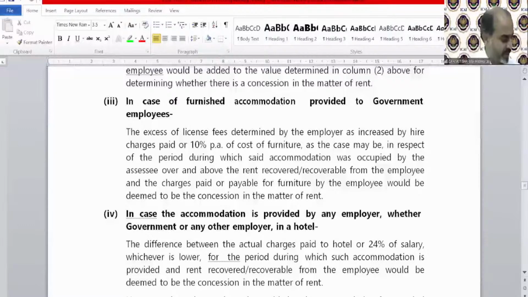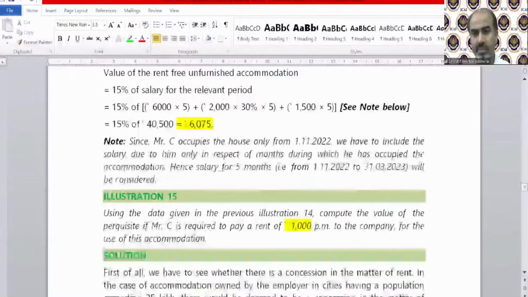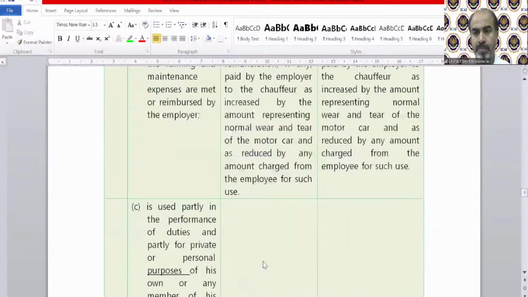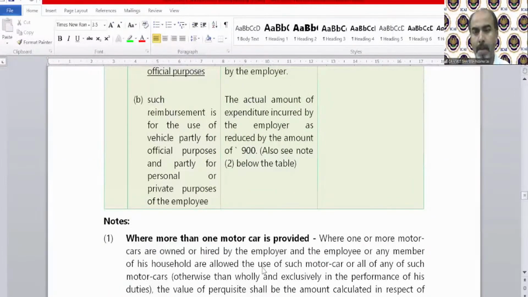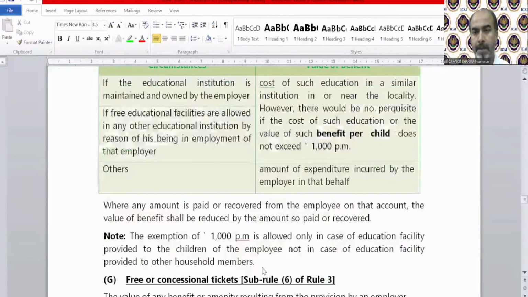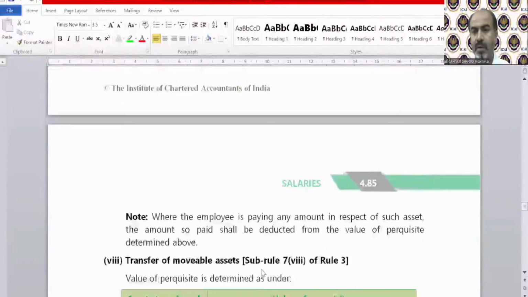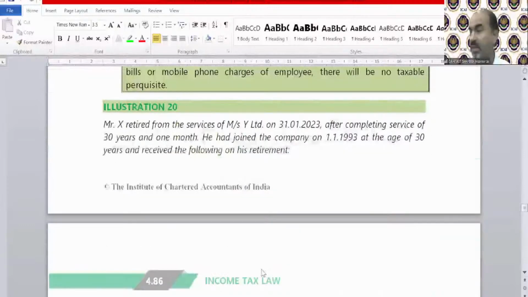Next, some questions for you. Okay, let me see what question we need to solve. Illustration number 20 on page number 485. Before starting this question, let me see if there's any query, so I'll solve it.